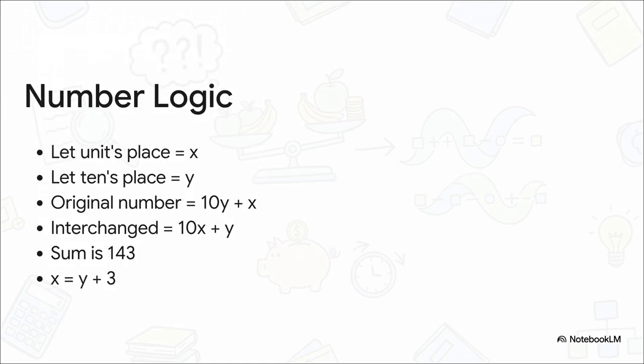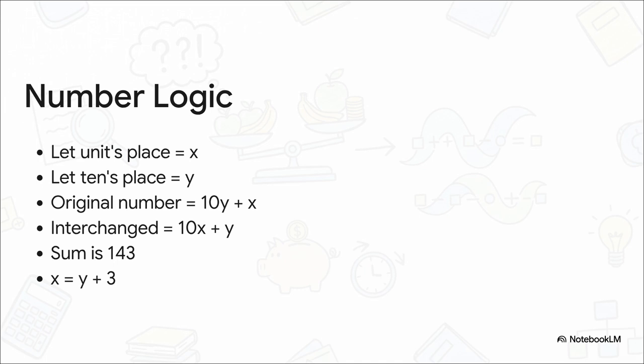Think about how the logic flows here. If our original number is 10y plus x, what exactly happens when we interchange the digits? Well, the x moves over to the tens place, and the y moves to the units place. So our new interchange number is 10x plus y. The problem says adding them together gives us 143. That gives us 11x plus 11y equals 143. We can simplify that by dividing by 11, giving us x plus y equals 13.